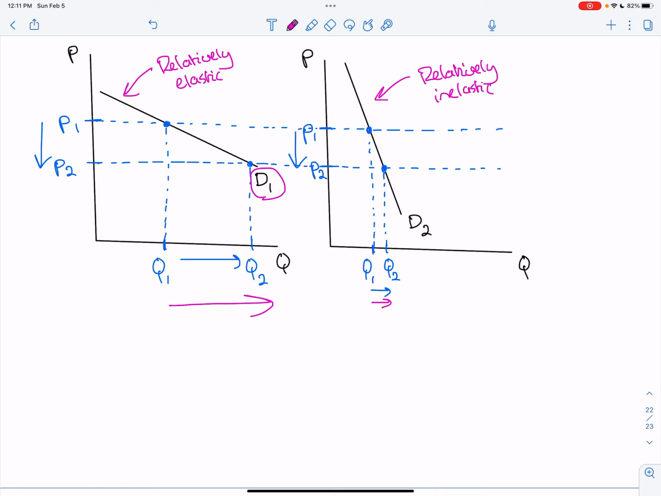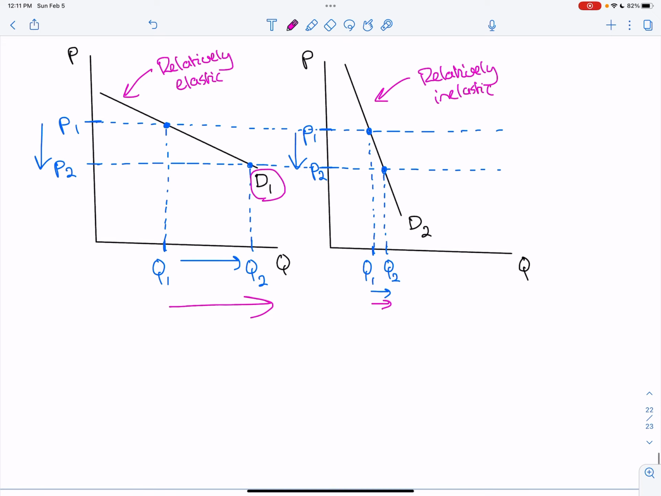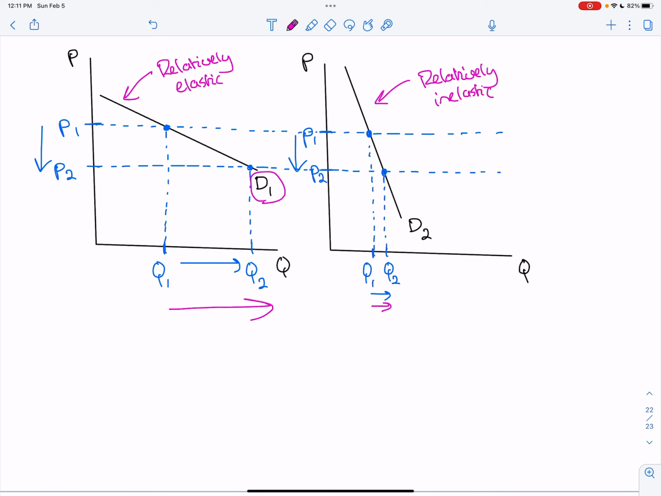Okay, and of course, by more or less elastic, we just mean values of elasticity that are bigger, right? So more elastic just means that the value of the elasticity is bigger. Less elastic or more inelastic just means that the value of the elasticity is smaller. So that's how you can tell just by looking at a graph which is more or less elastic.